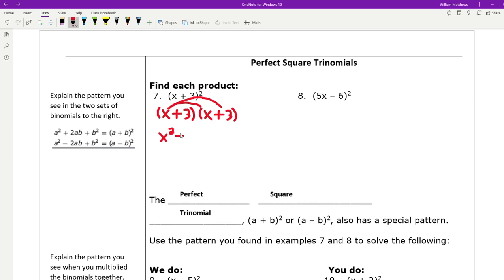I get 3x for my second term. Moving on to the next part of double distribution, 3 times x, yet again, is 3x. And then my last portion, 3 times 3 gives me a positive 9. So this somewhat follows our difference of squares rule.